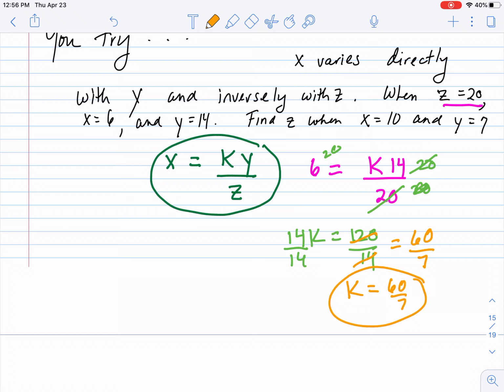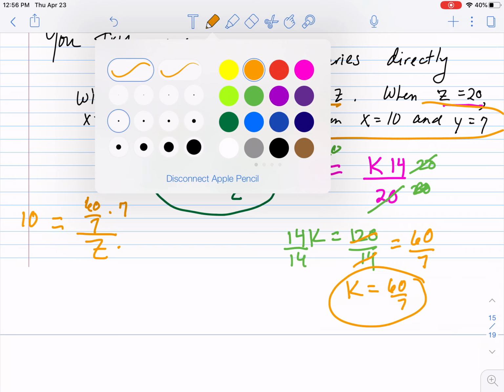All right, the last part of this is going to be this part right here. Okay, I want to find z when, so z is down here in the denominator, when x equals 10. I'm just plugging it back into my original equation: 10 is equal to 6, I know that k is 60 over 7, I just figured that out, and my y in this case is 7, so this is going to be times 7, I'm substituting in for y. Alright, so watch, this is going to work out nicely.